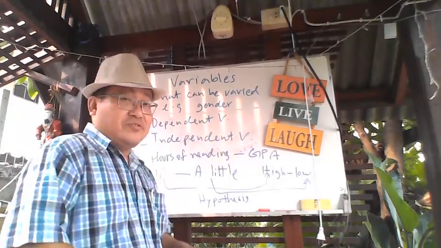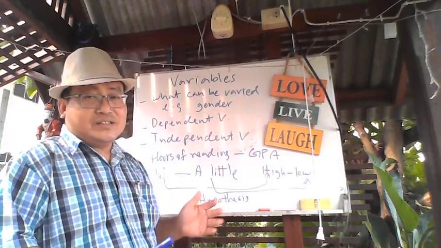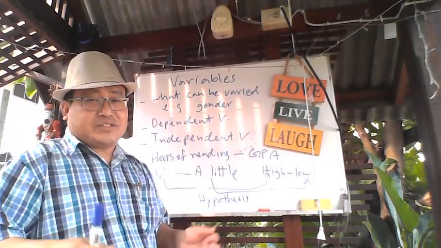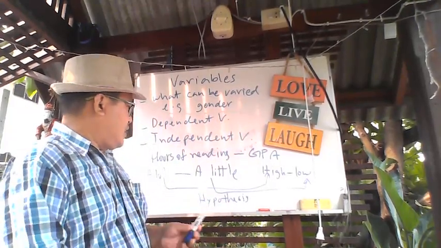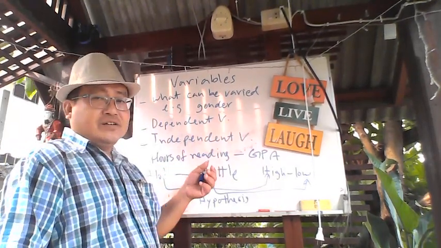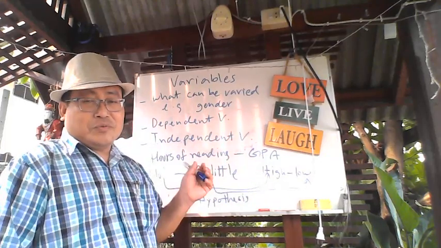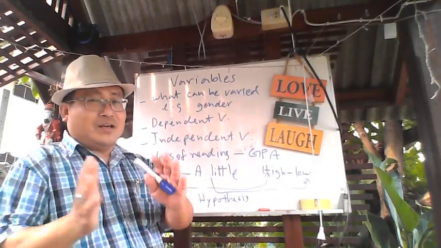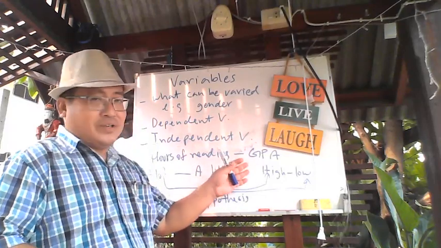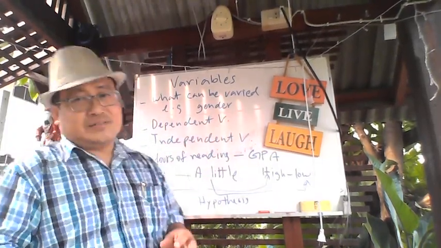And we actually form what we call a hypothesis. A hypothesis is a predictive statement of something. So we can say that the hours of reading would affect your GPA. If you are very sure, you can put a direction, such as positively affect the GPA. So this is very simple.